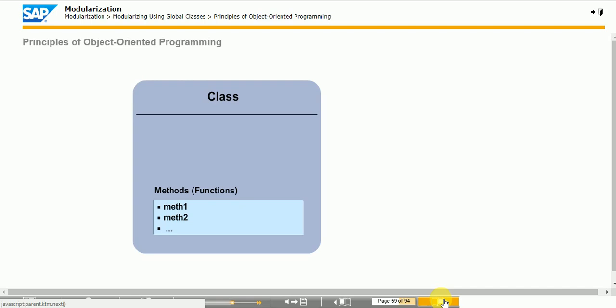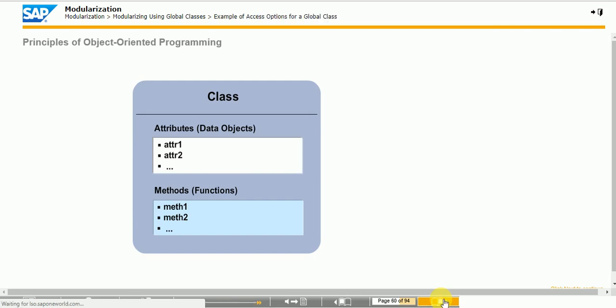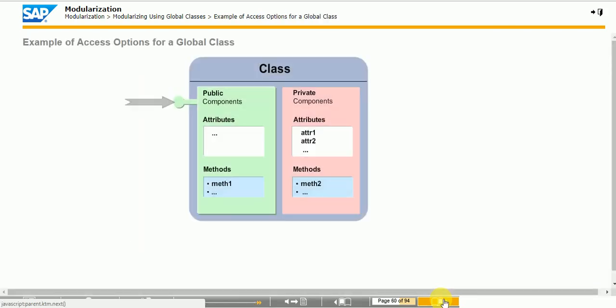Classes have other components in addition to methods. For example, classes contain global data objects known as attributes. In the same way that all function modules can access the global data objects in a function group, all the methods of a class can access the attributes of that class. Global data objects within the function group are not visible outside the function group.